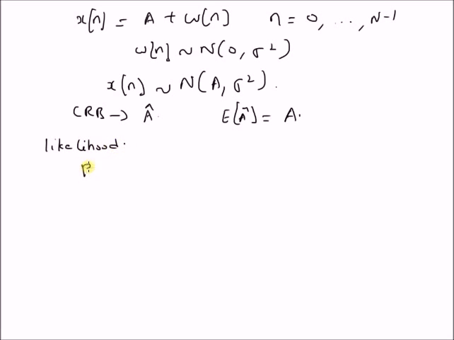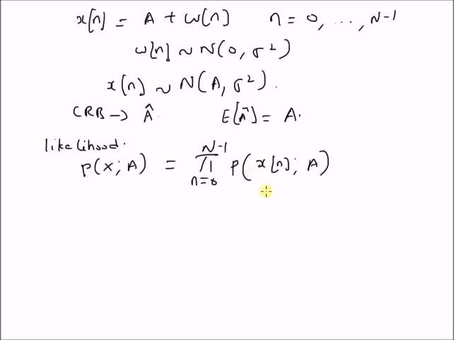It is defined as the probability of x with the parameter A, where x is the set of observations x[n], or the sample of observations x[n], where n = 0 to N-1. So the likelihood function is defined as the product, n = 0 to N-1, of the probability of x[n] with the parameter A. That is, this is the likelihood function for the nth observation, and the total likelihood function is equal to the product of individual likelihood functions, or the individual probabilities of x[n] given A. Of course, here it is assumed that the random variables x[n] are independent of each other.